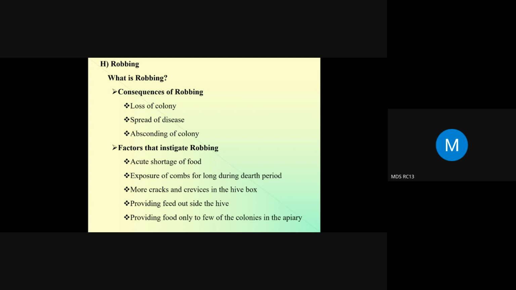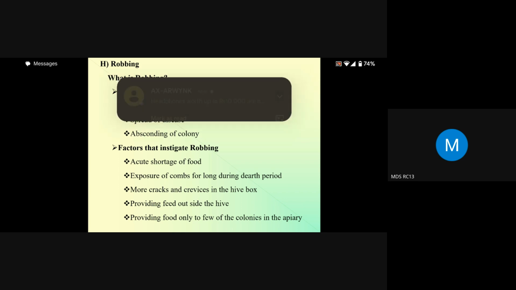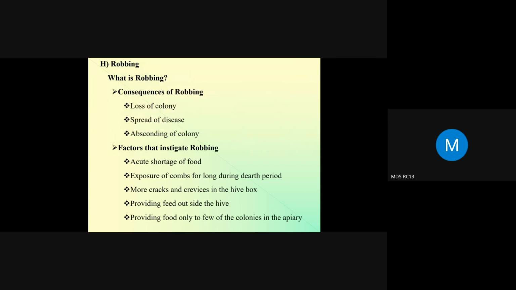And another aspect is robbing. Robbing is stealing of food from one colony. Individuals of one colony rob food from another colony. It happens between different species of honeybees, and also within the same species. In the same species, workers from another colony are involved in robbing honey, and sometimes pollen, from one colony to the other. Why does it happen? Because of weak defense, multiple entrances of the colony, and lower strength of the colony. Weak defense, all these are the factors.